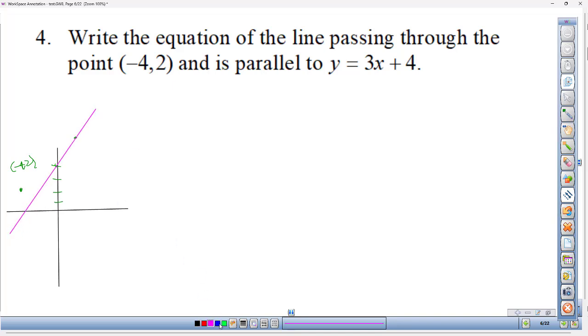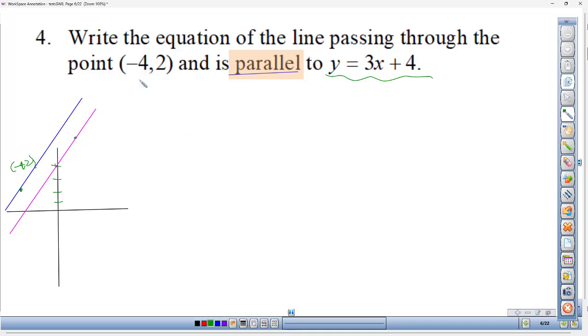And what we want to do is figure out the equation for another line that goes through that point and ends up being what? Parallel, right? So do you remember what must make them parallel? The pink line and the blue line, what makes them parallel? They have the same, what do they have? The same slope.